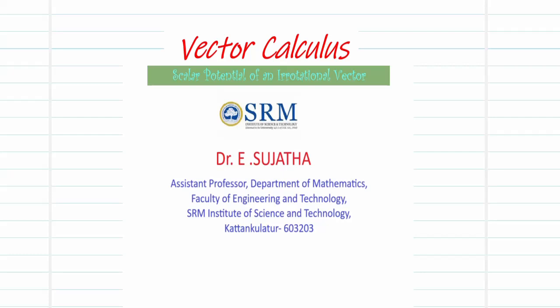So how to define curl? Curl is nothing but del cross f vector. If f is any vector which has been given to us, then when we compute del cross f and it turns out to be equal to 0, then we call it an irrotational vector. Now what is the scalar potential of an irrotational vector? Okay, we will move with the video.